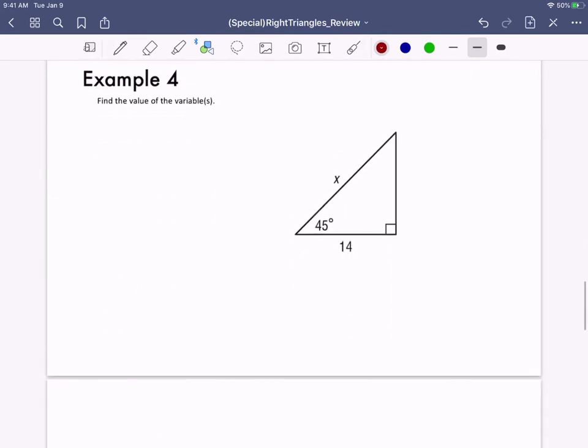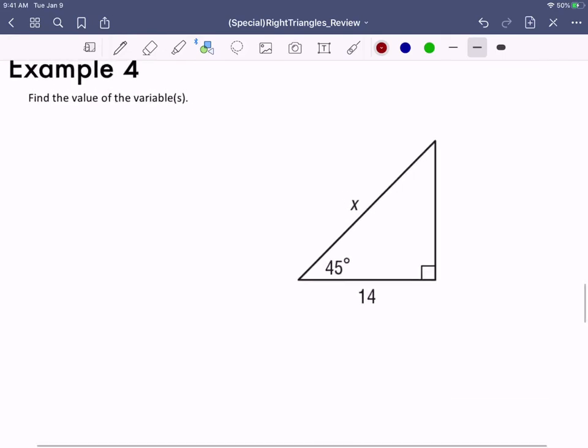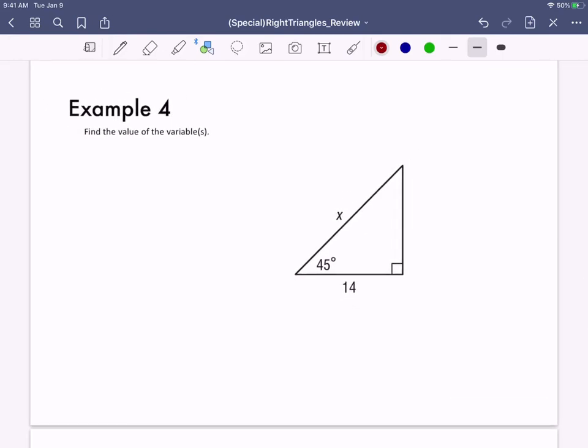We'll skip that slide. All right, now, they say find the value of the variable, and all they give me is a 45-degree angle. So we're going to need to take a look at this. They only give us one of the sides, and we need to find the one missing side. Now this is a 45, 45, 90 triangle. As we discussed in the intro to this video, this is the other big topic, special right triangles.